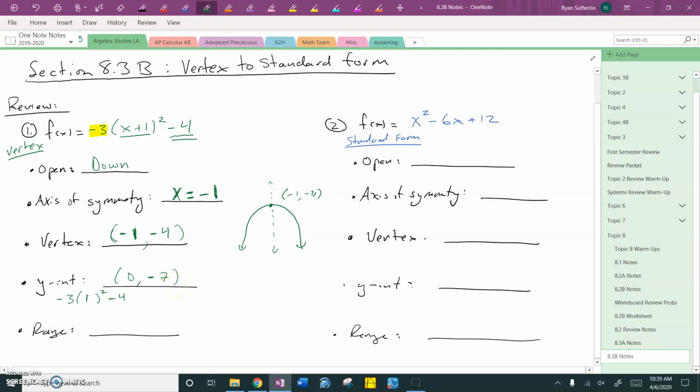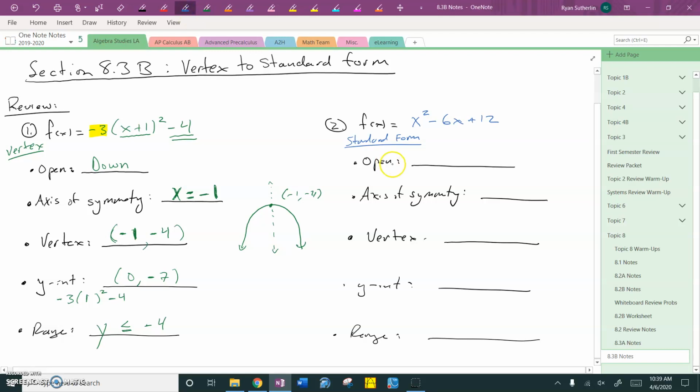And now for the range, I look at the y value of the vertex, and range is your y values. In this case, all my y values are smaller than or equal to -4. So this is vertex form. This is what we were doing before we left for spring break and the break because of COVID-19. That's where we were. Now, what we've done that's new is standard form.